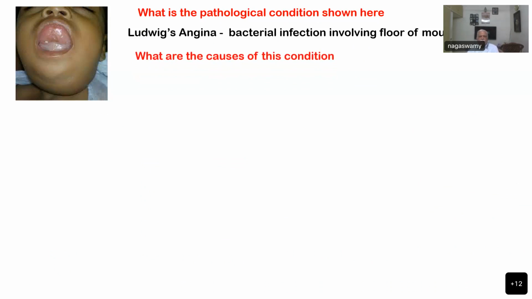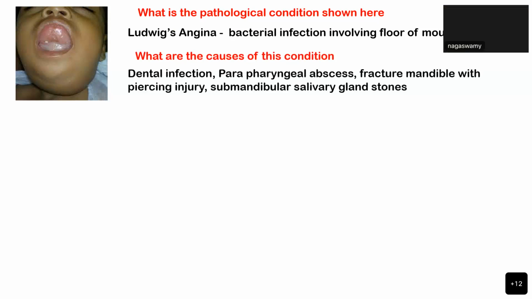What are the causes of this condition? Why does it happen? Already we have given that bacterial infection is there, but what causes this bacterial infection? Tooth infection. Dental infection, parapharyngeal abscess, fracture mandible with piercing injury, submandibular salivary gland stones. Okay, so these are the four things which can lead to Ludwig's angina.